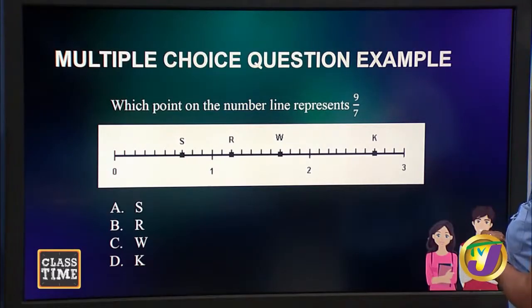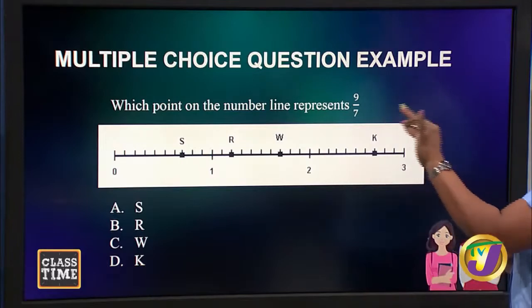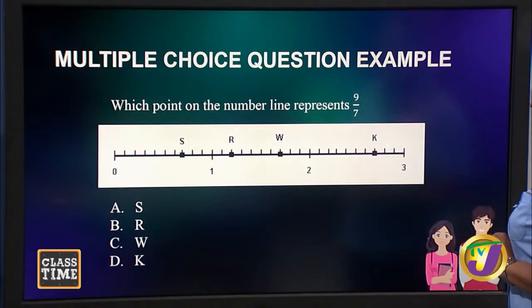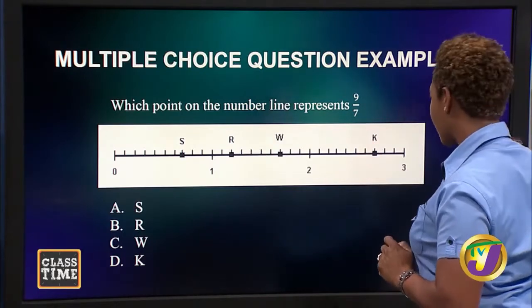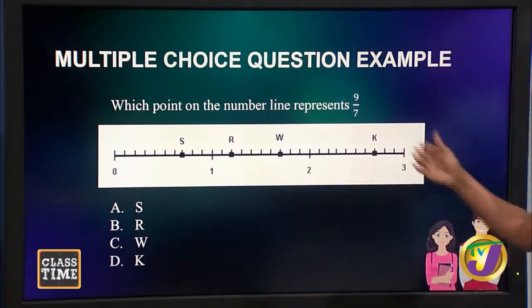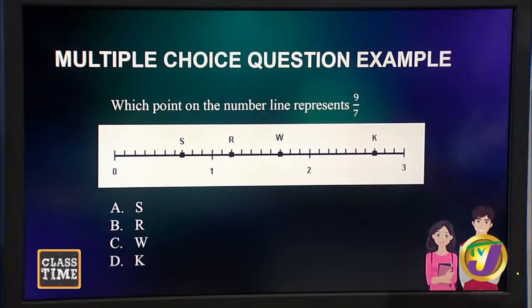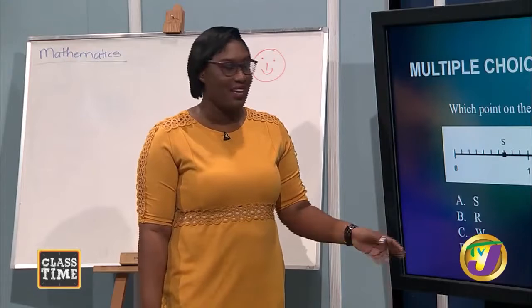All right. 2/7. So 2/7 is not half of the next whole. So it can't be there, and it's not closest to 2. It's R. Okay, it sounds confident though. Yeah. All right, it's R.